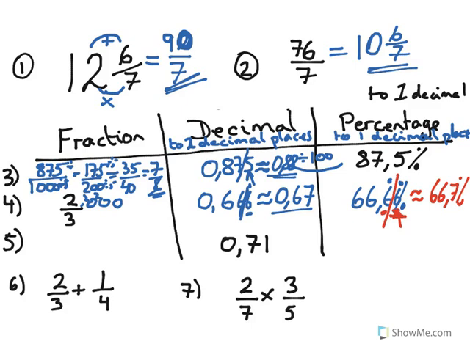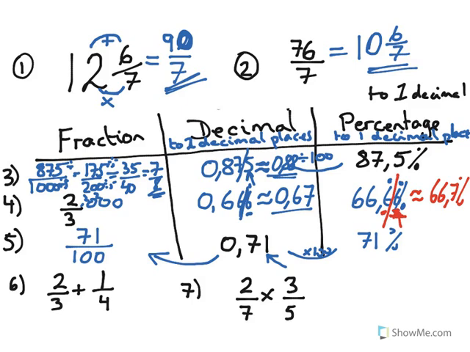Let's have a look then at 0.71. Well, to change a decimal to a percent, we will multiply by 100, giving us 71%. To change it from a decimal to a fraction, we look at the last number here, which is hundredths, and we change that decimal into its fraction form, which is 71 100ths.